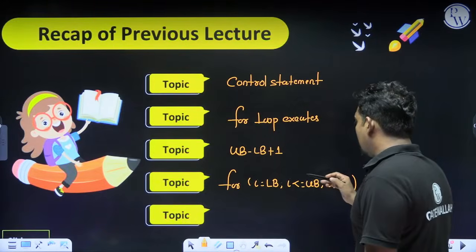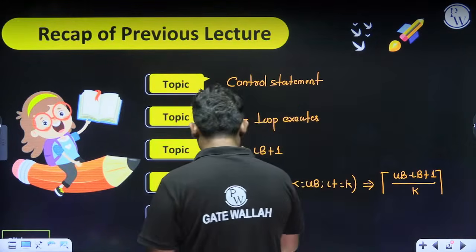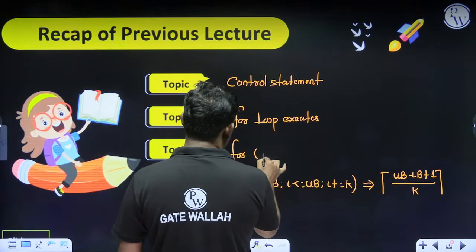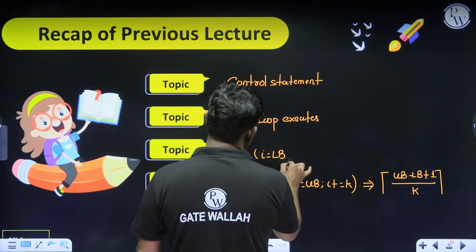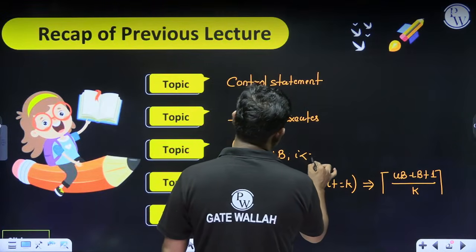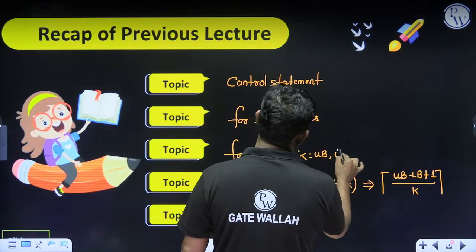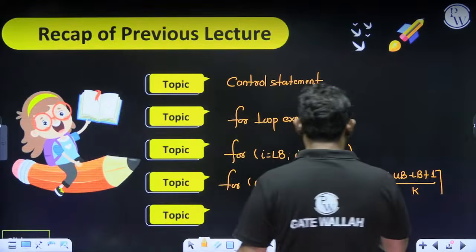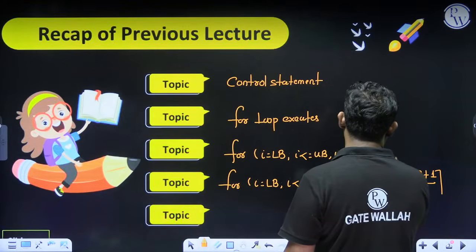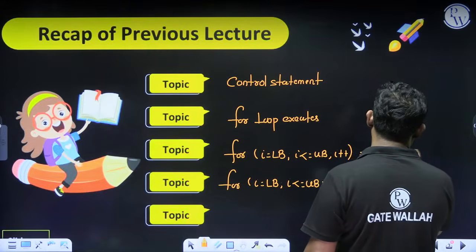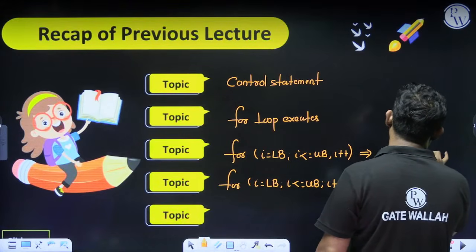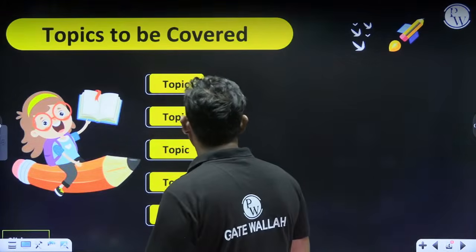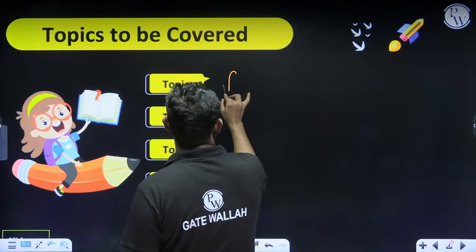Now about this ub minus lb plus 1, what about this situation? That situation was for a simple for loop where I will start with lb and I will be less than or equal to ub, and we have done i plus plus. For that we have seen how many times the loop executes. So ub minus lb plus 1, this many times the loop gets executed. So now here we'll talk about the function execution.